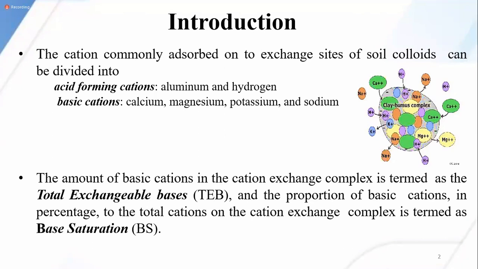Replacing all exchangeable cations by ammonium ions. Ammonium acetate. Right? So we used one solution to exchange the cations that is present in the soil surface. Here also we have to do like that. To determine the total exchangeable bases, we have to follow the same procedure to exchange the cations.